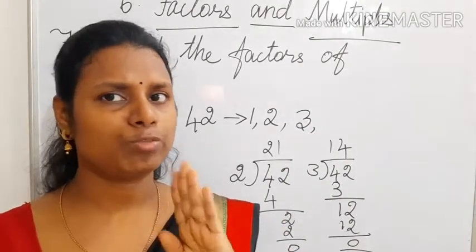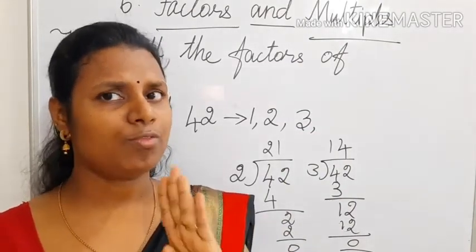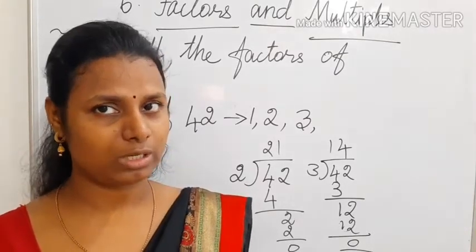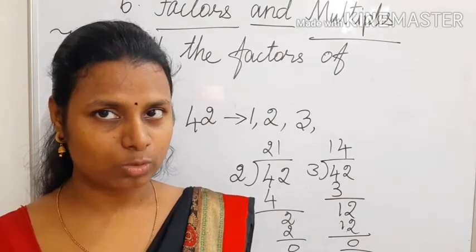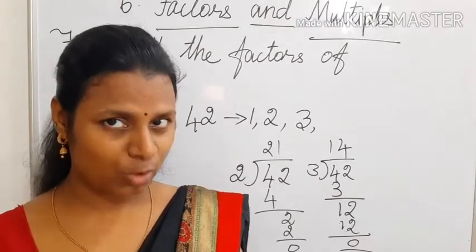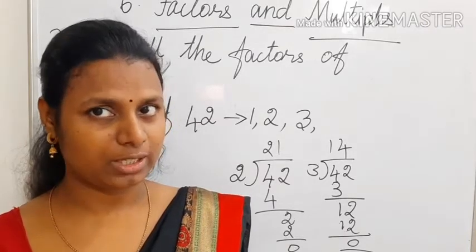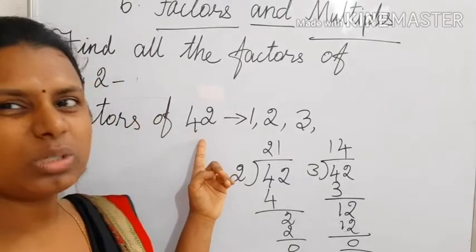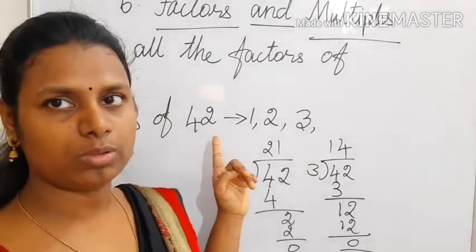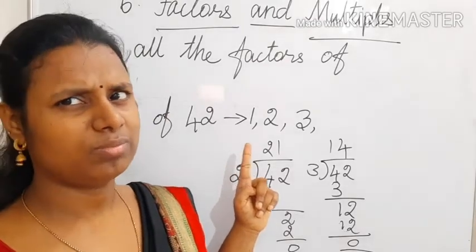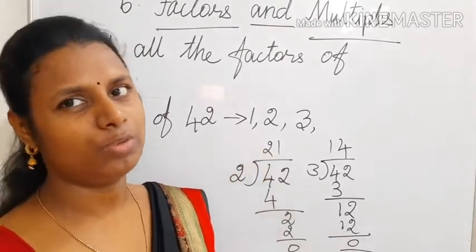Okay. Let us go to 4. 4 fives are 20. 4 sixes are 24. 4 sevens are 28. 4 eights are 32. 4 tens are 40. 4 elevens are 44. So, 42 is not coming in the table of 4. So, 4 is not a factor of 42.